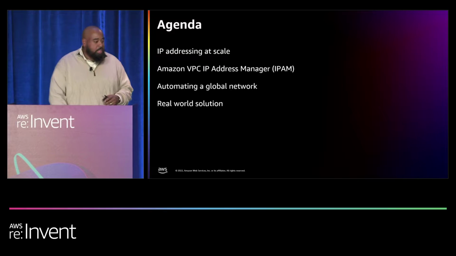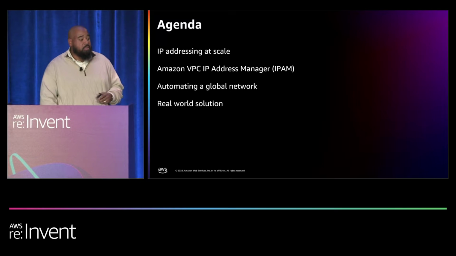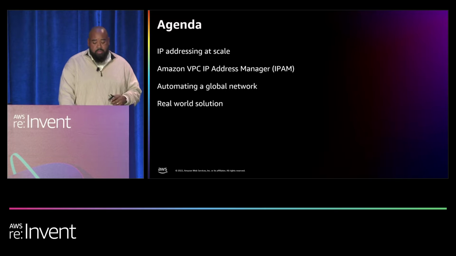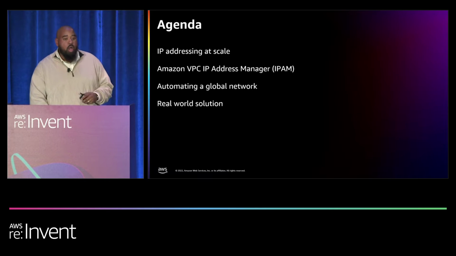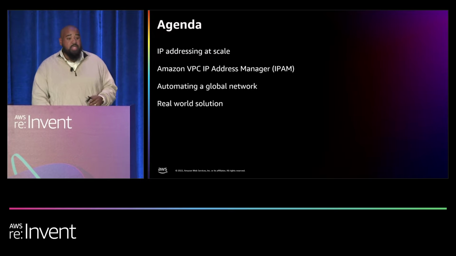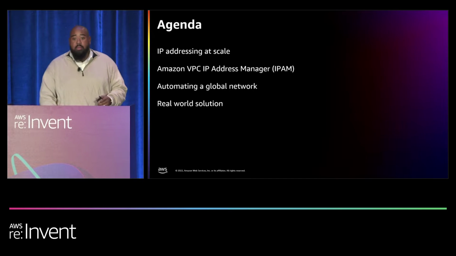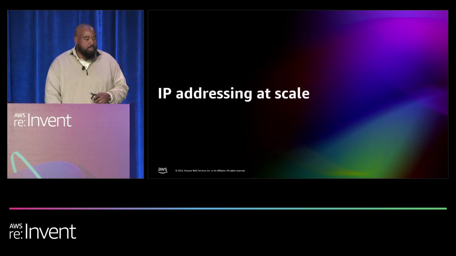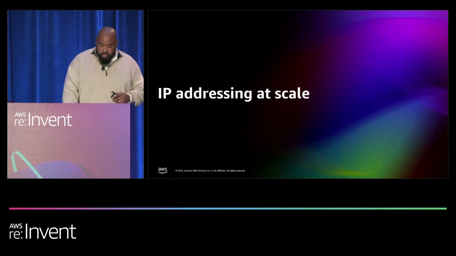Now, let's talk about today's agenda. Today's agenda will be covering IP addressing at scale, Amazon VPC IP Address Manager, or IPAM, automating a global network, and then Ankit will be discussing a real-world automated global routing solution. Now, IP addressing at scale.